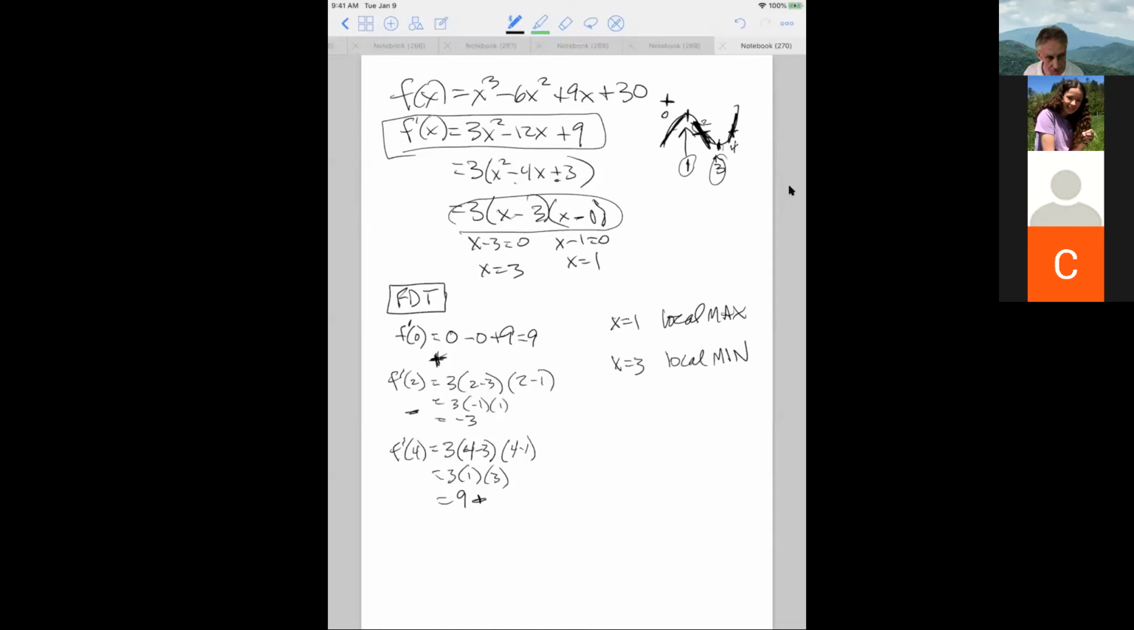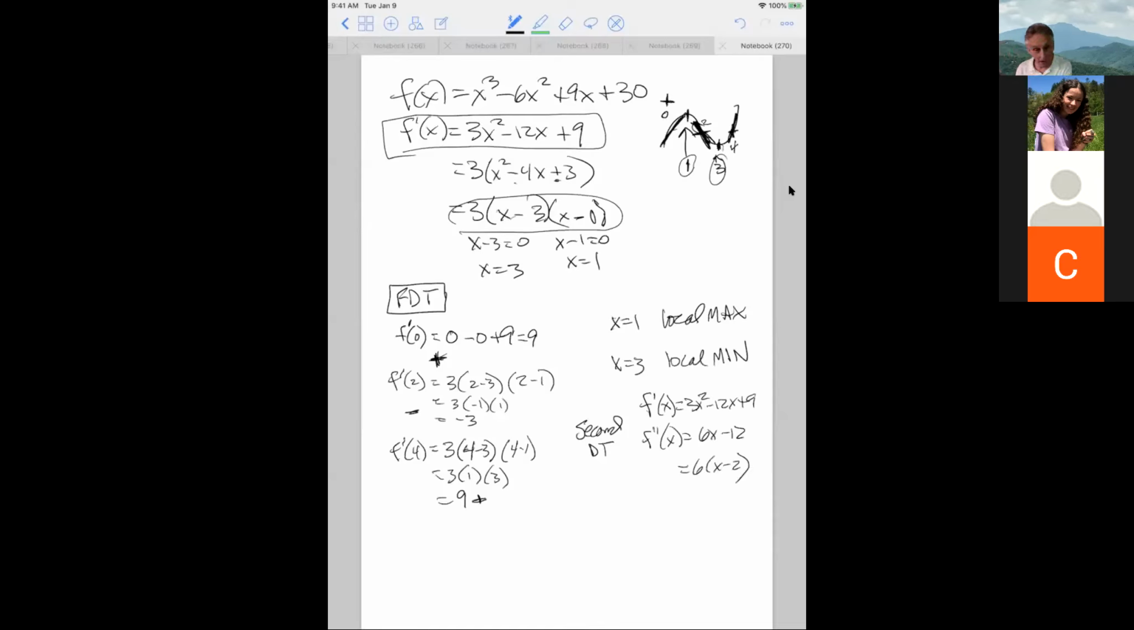Second derivative test, real quickly. Let's do this. So this is the first derivative test. The second derivative test is I take the second derivative. So I've got the first derivative is equal to 3x squared minus 12x plus 9. What's the second derivative? I get 6x minus 12. We've seen that before, haven't we? That equals 6 times x minus 2.